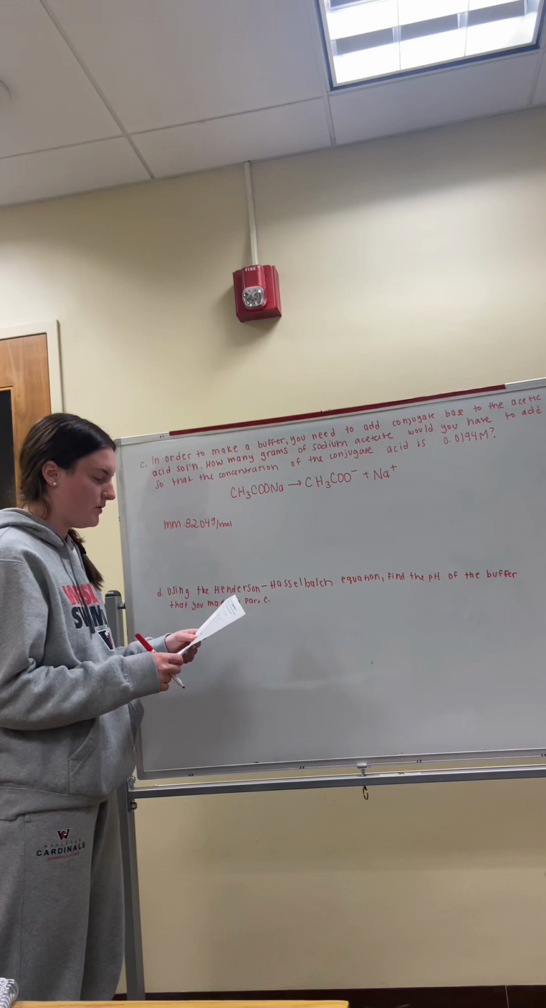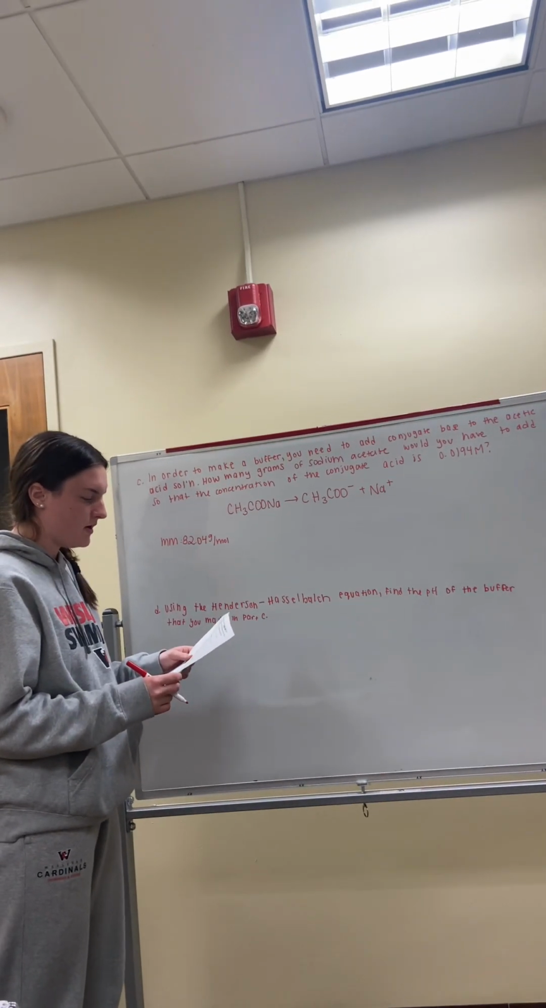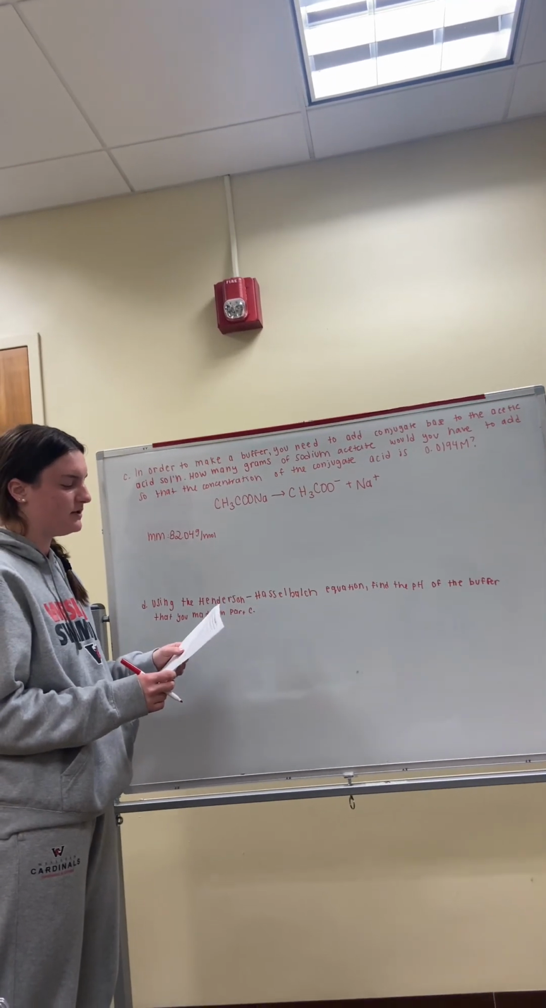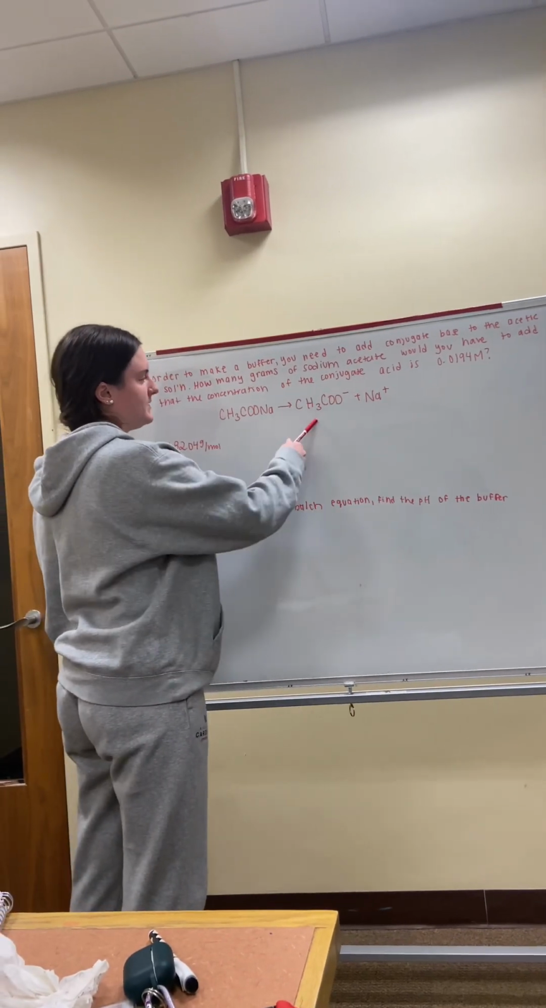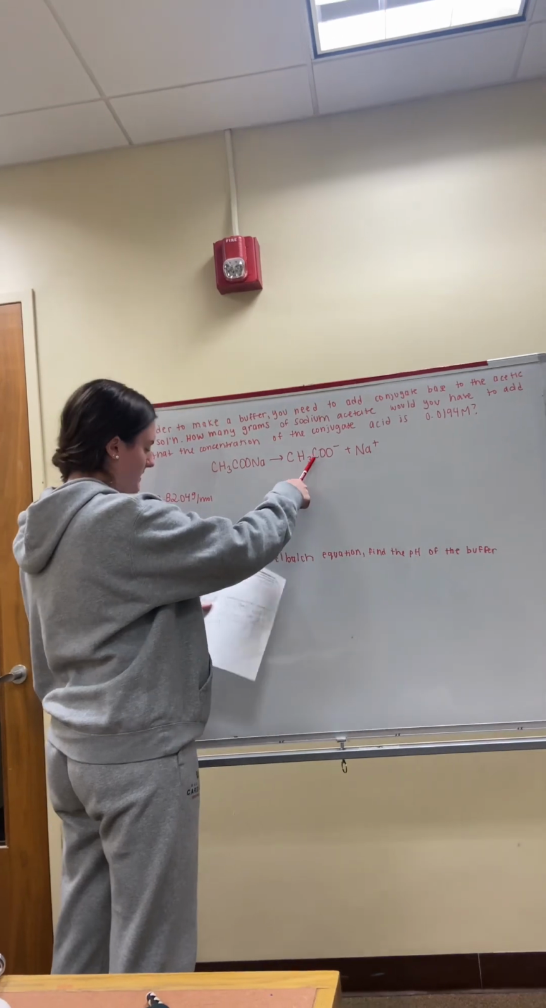For part C, it asks, in order to make a buffer, you need to add conjugate base to the acetic acid solution. How many grams of sodium acetate would you have to add so that the concentration of the conjugate base is 0.0194 molar? We know that sodium acetate completely dissociates into acetate and sodium, so the concentration of sodium acetate will equal the concentration of acetate.